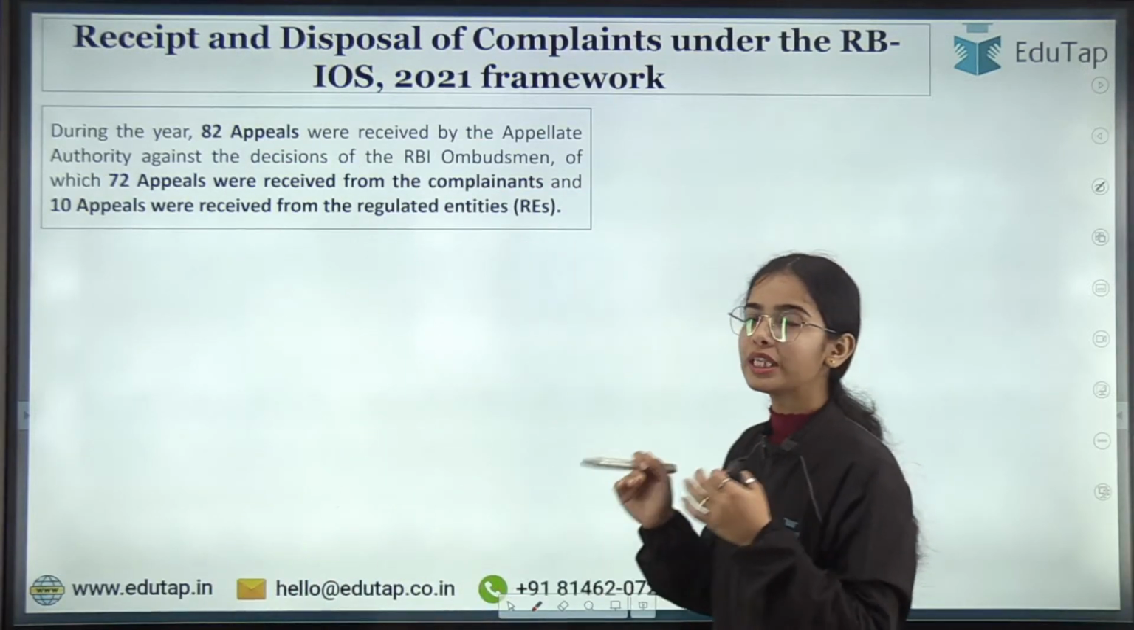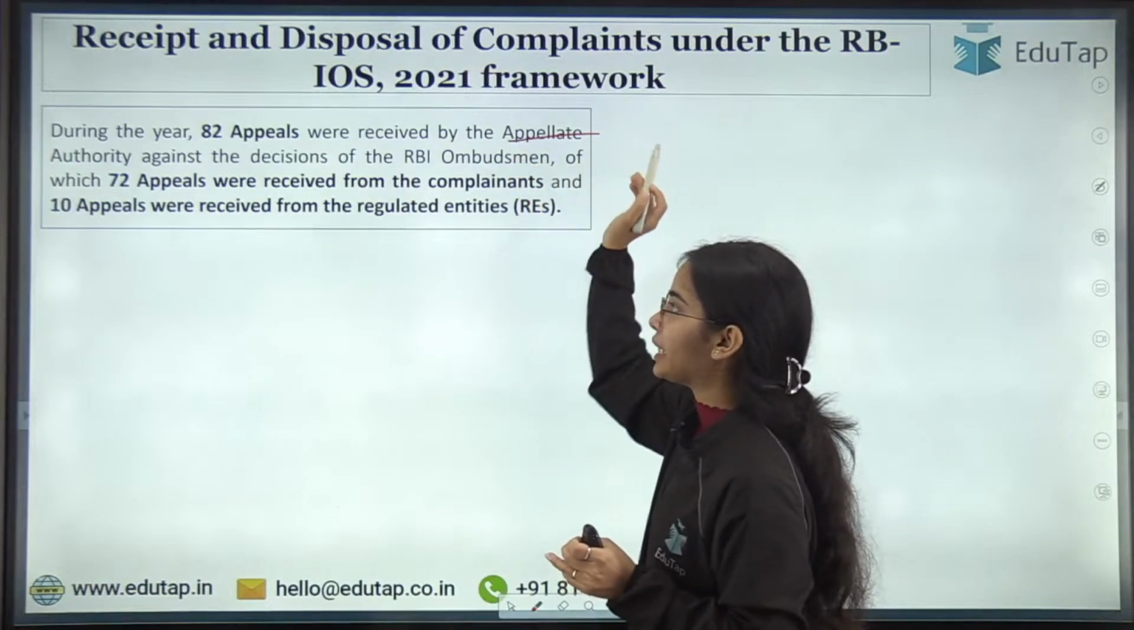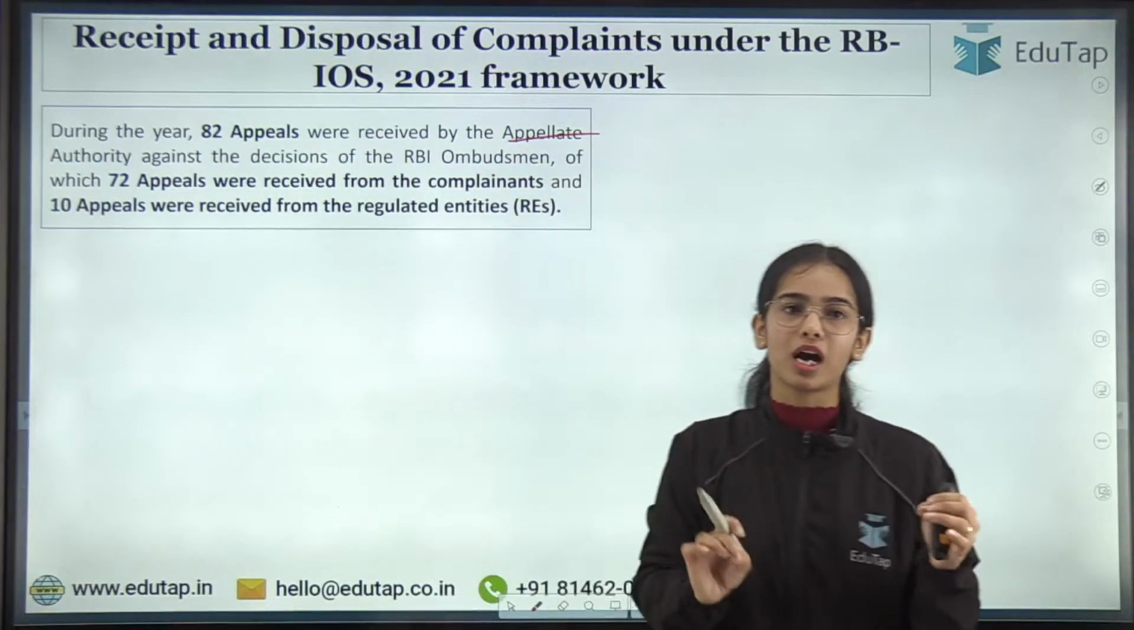Coming to the next part, during the year, 82 appeals were received by the Appellate Authority against the decisions of the RBI Ombudsman.